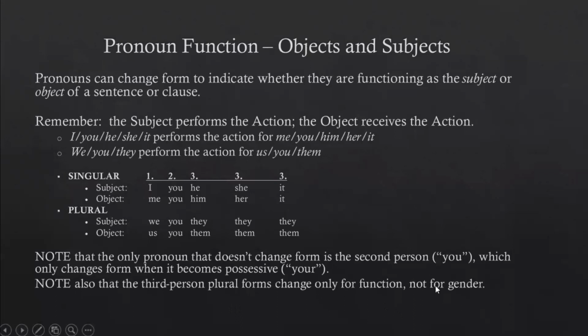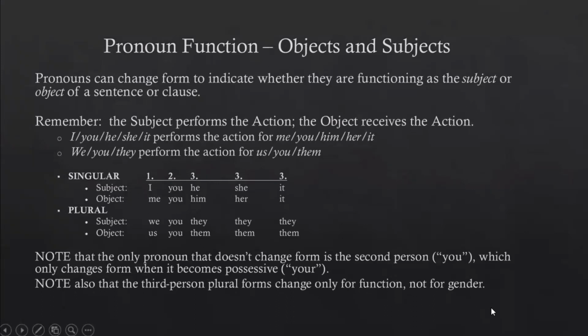The only pronoun that does not change its form is the second person, right? Look at the second person here. Singular, plural, subject, object, it's all the same. You, right? It only changes when it becomes possessive, which is not represented here, and then it becomes your. But otherwise, second person is always the same. It's always you. Note also that the third person plural forms, that's here, they, them, only change for function and not for gender.